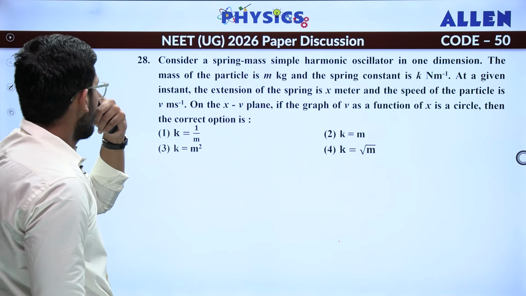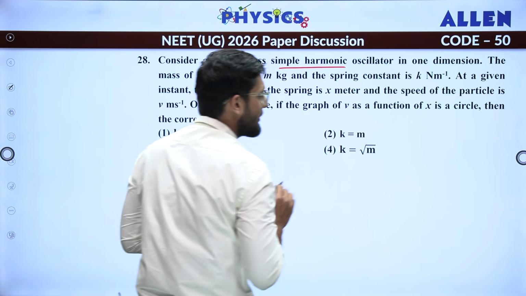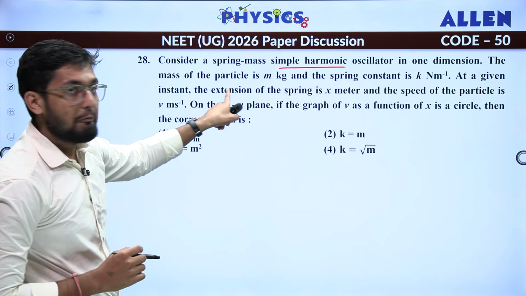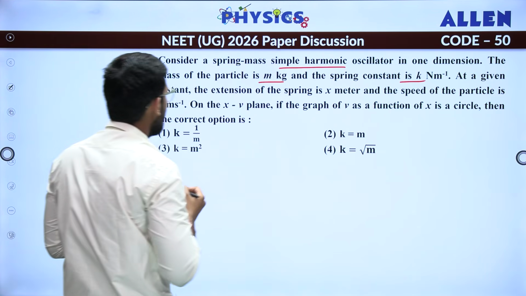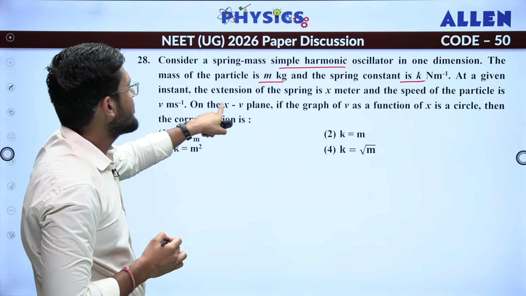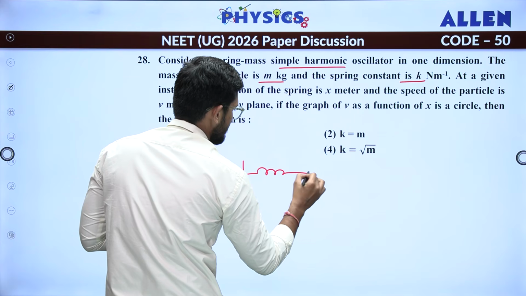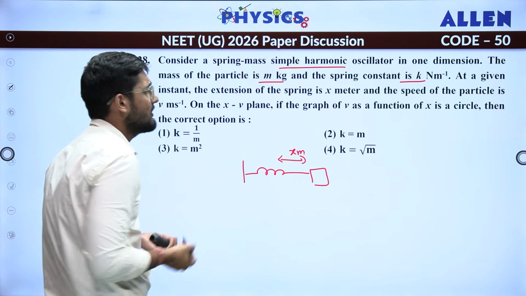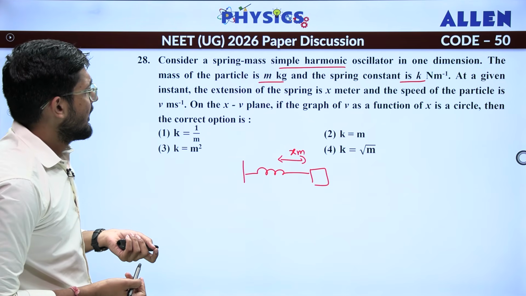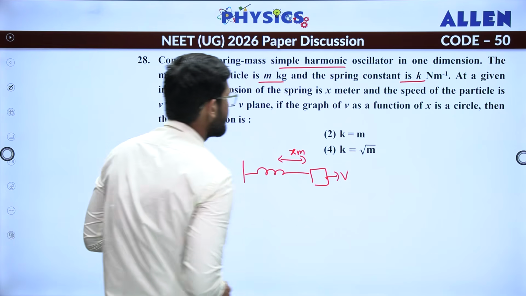Next, consider a spring mass simple harmonic oscillator in one dimension, and the mass of the particle is M, spring constant is K. At a given instant, the extension of the spring is x meters. At some point, this is x meters, natural length was L, let's suppose, and the speed of the particle is v. This much information is given to us.